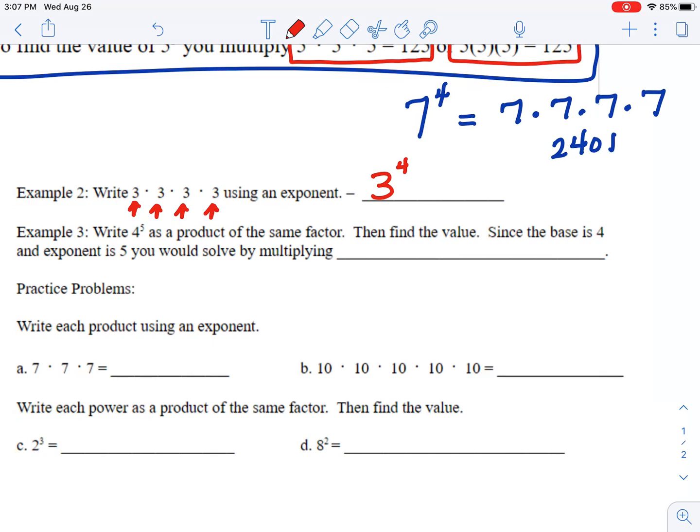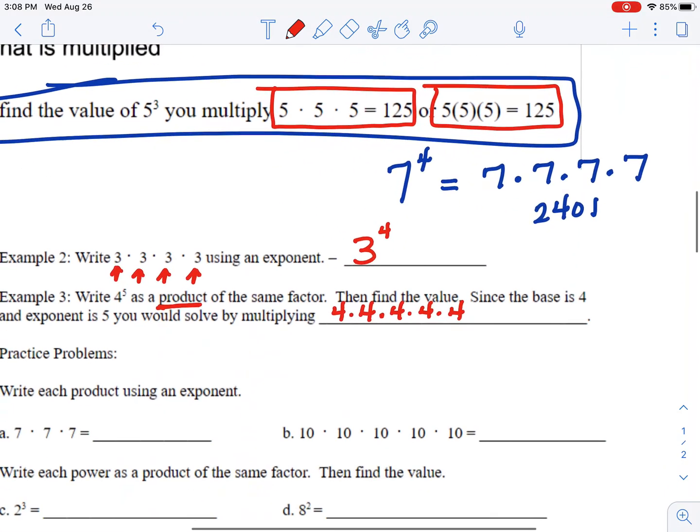Example 3 says write 4 to the 5th power as a product of the same number. Product, that word product means to multiply, so it means I need to multiply that. How would I multiply that? Well, since 4 is my base, that's what's going to be multiplied over and over again. 5 tells me I need 5 of these 4s. 1, 2, 3, 4, 5.